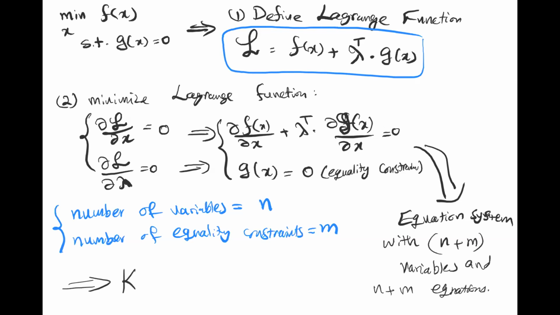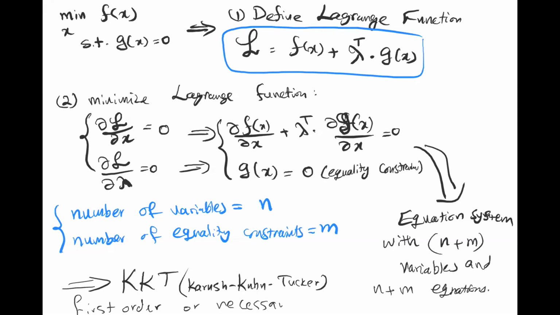What do we call this? We call this KKT, which stands for the names of the people who invented this: first order or necessary conditions. So what are KKT conditions? KKT conditions are the conditions that guarantee that for an equality constraint optimization, the solution is going to be optimal.